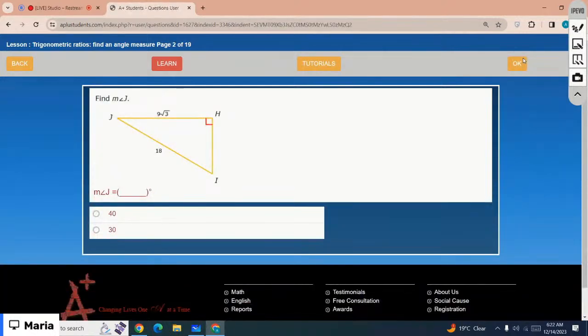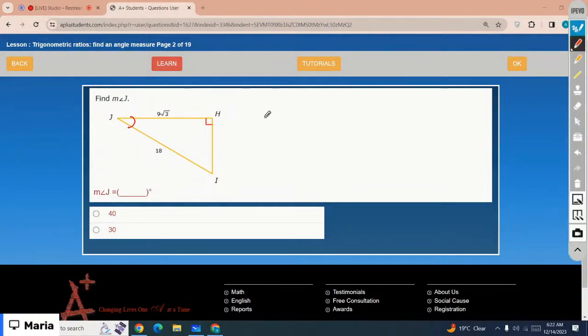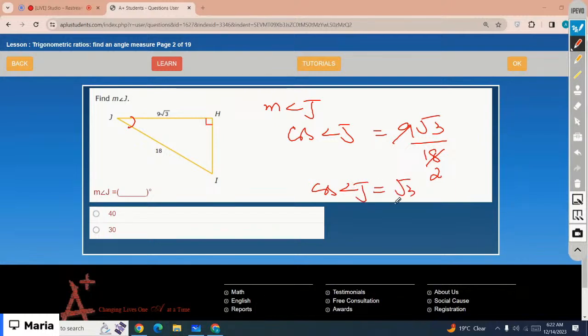Okay, measurement of angle J. Now we have to calculate the angle J, this one, right? You can calculate cos of angle J, right? Cos of angle J is 9 square root 3 divided by 18. So 9 times 1 is 9 and 9 times 2 is 18. So cos of angle J equals square root 3 over 2, right?